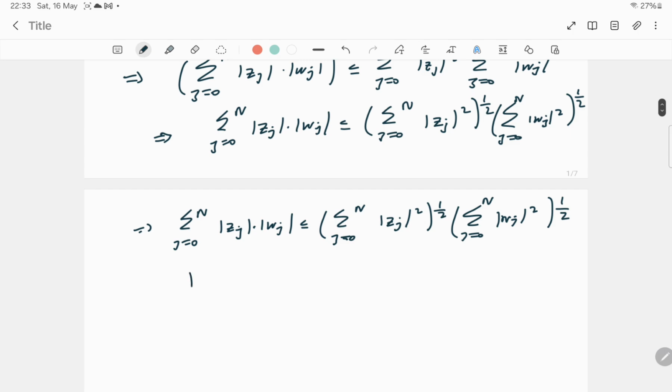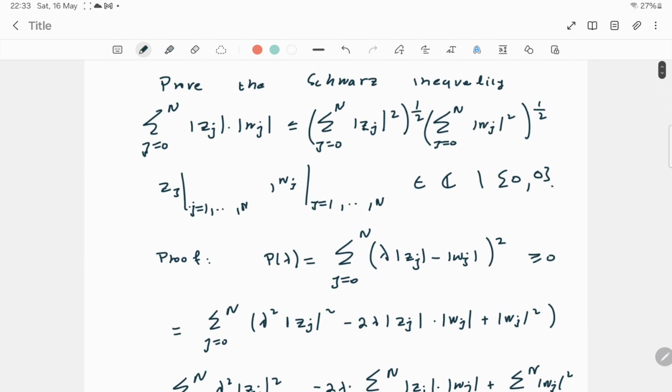And we consider the zj and wj to be complex valued sequences. J is the label that goes from 0 to n, and for wj, j goes from 0 to n. So let me correct this.